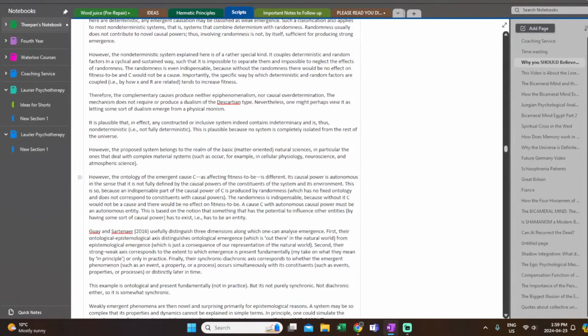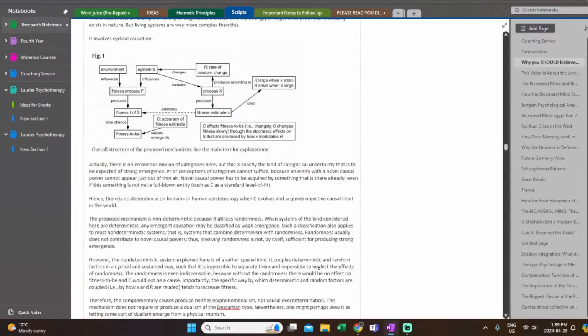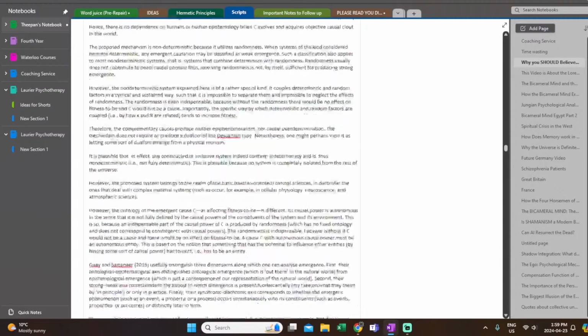Hold on, let me read that sentence again. Its causal power is autonomous in the sense that it is not fully defined by the causal powers of its constituents, of the system, and its environment. This is so because an indispensable part of the causal power of C is produced by randomness, which has no fixed ontology and does not correspond to the constituents with causal powers. That's very interesting. It's not very simple for what it's claiming.